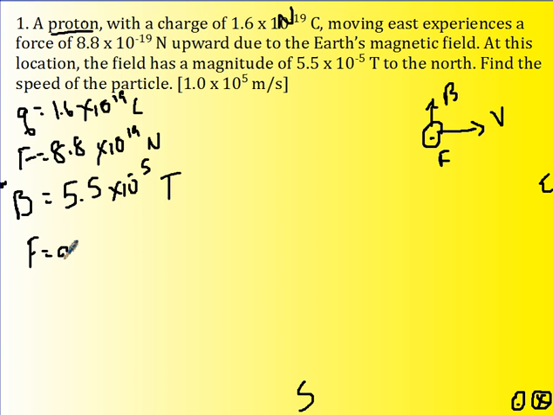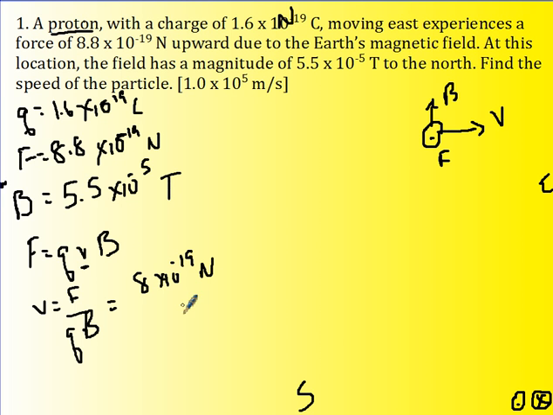F is equal to QvB. So I'm looking for the velocity. So the velocity is the force divided by the charge times magnetic field. The force is 8.8 times 10 to the negative 19 newtons. Now the charge is 1.6 times 10 to the negative 19 coulombs. And the magnetic field is 5.5 times 10 to the negative 5 teslas.